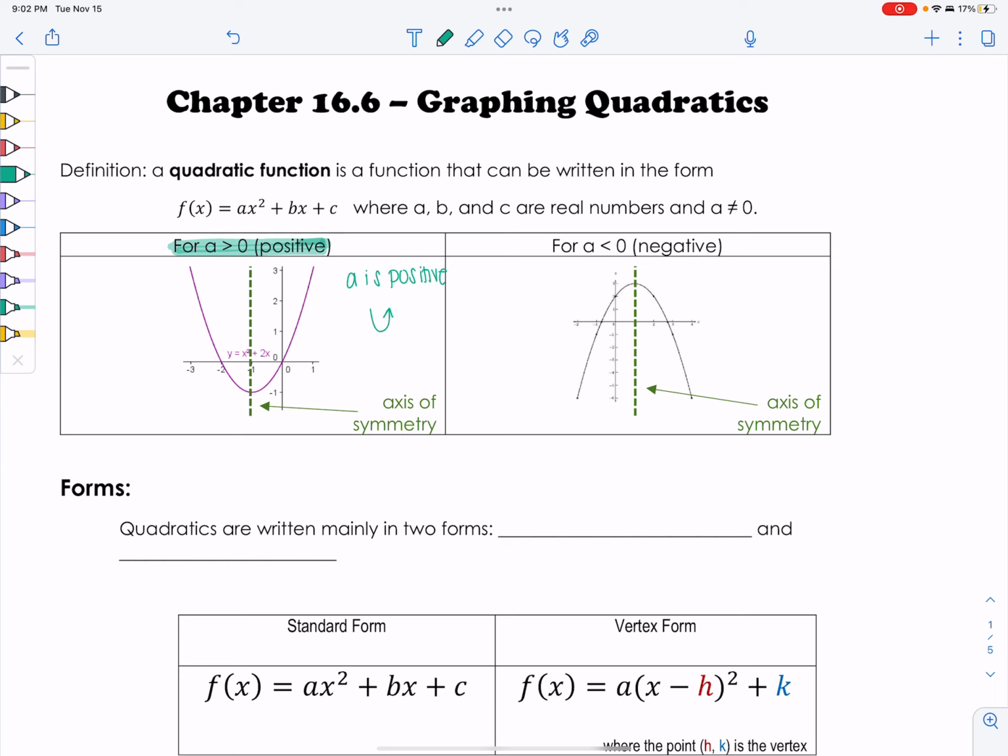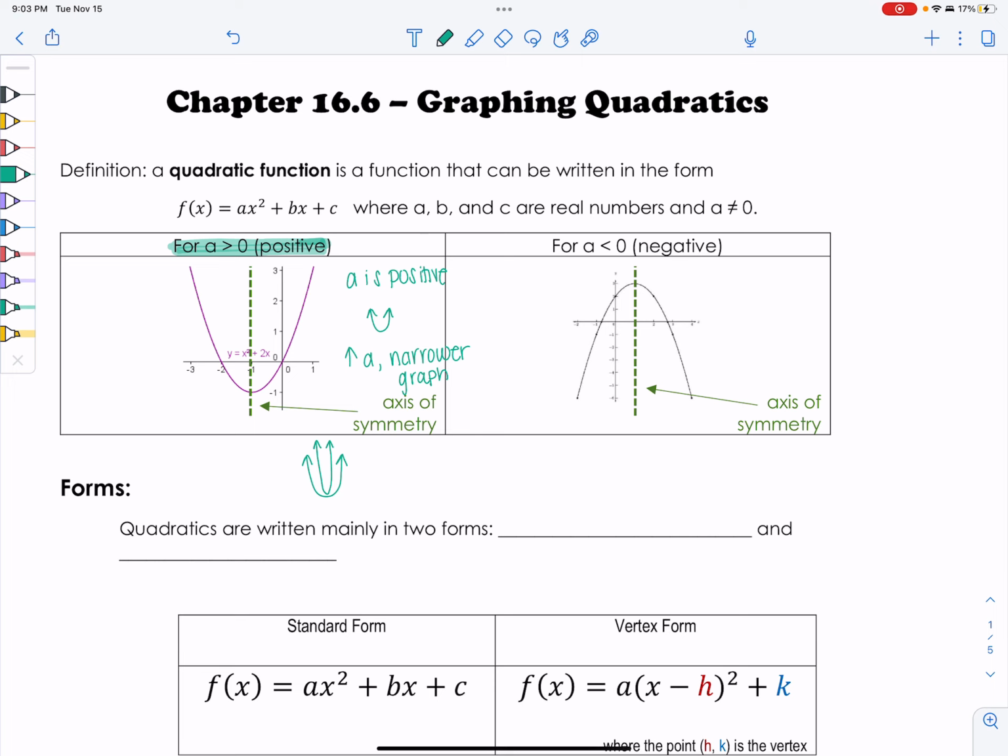Interestingly enough, the larger that a gets, the skinnier the graph is. And so as you increase a, you are going to make the graph narrower. So for example, we may have this is a equals 1, and then this graph may be like a equals 5. It's getting narrower as a gets bigger.